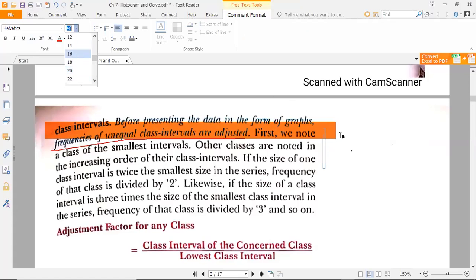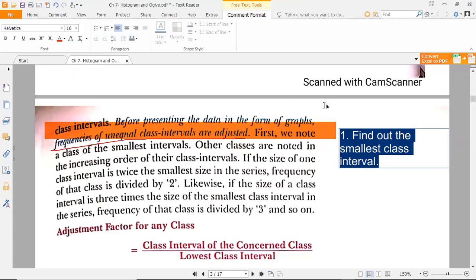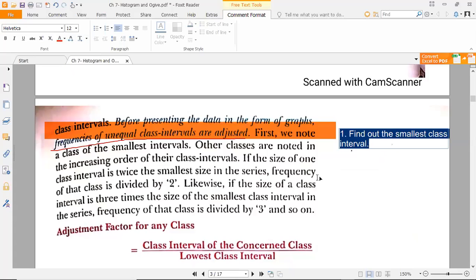Step number 1 that we are having: find out the smallest class interval. This is the first point that you have to do. So whatever unequal class intervals you are having, you need to find out the smallest class interval first of all.